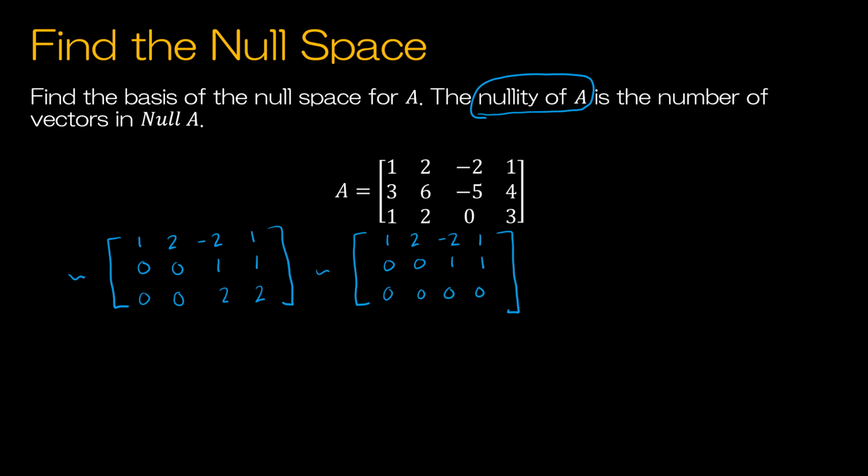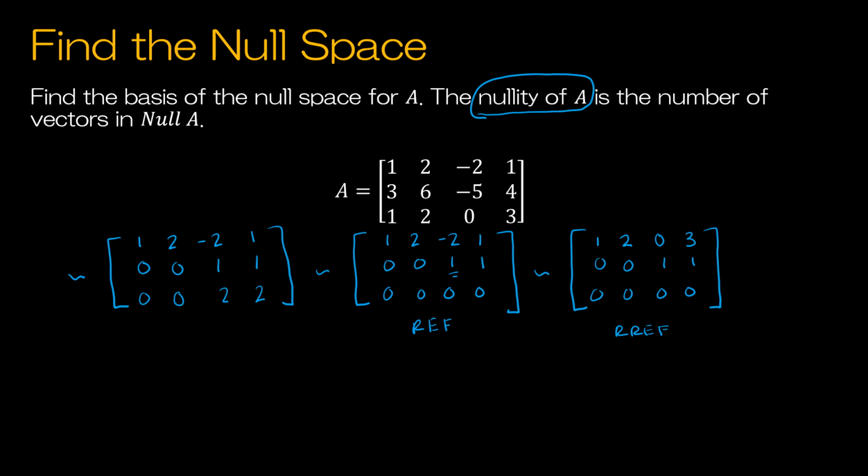And remember, this is REF, but I want to find reduced row echelon form. So I have to keep going using this one right here. So I'm going to take 2 times row 2 and add it to row 1. So this guy's going to remain the same, and then I would get 2 plus -2 is 0, and then 2 plus 1 is 3. This guy is still 0, 0, 1, 1, and this is 0, 0, 0, 0. So this is RREF. Now, when I'm finding the null space of A, I'm using RREF.